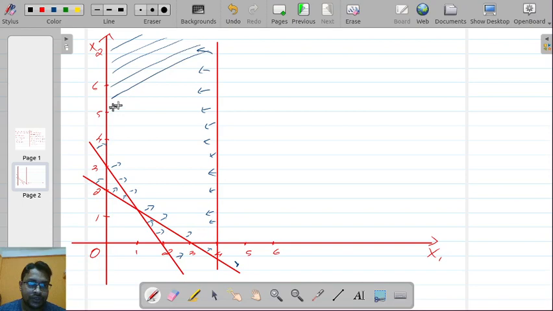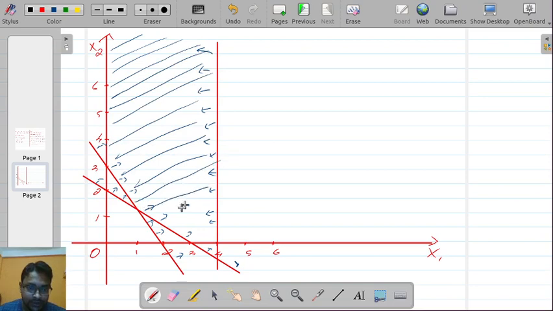Again, this region is the feasible region, the region that is common to all the constraints. If you see carefully, it's the feasible region. It goes beyond, it goes towards this. So it's unbounded, there is no upper limit. The feasible region here is unbounded, right?